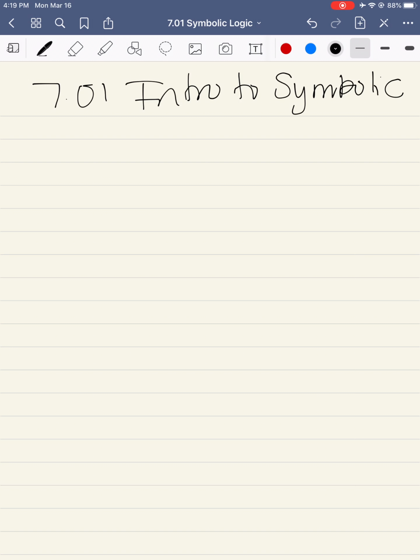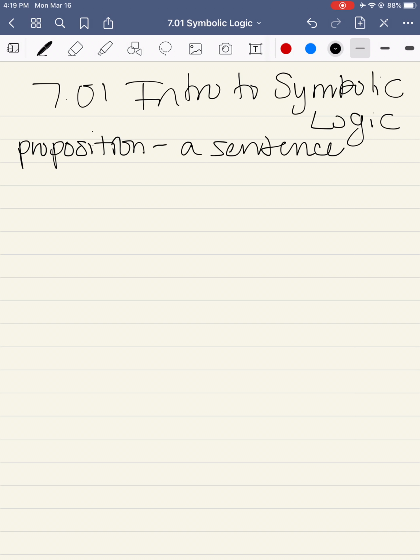So to start, let's take a look at symbolic logic. This is section 7.01, Intro to Symbolic Logic. The first thing that we need to do is take a look at some definitions. The first one here is a proposition. You may have heard this word in your English classes, but if you haven't, it's essentially just a sentence that is either true or false.